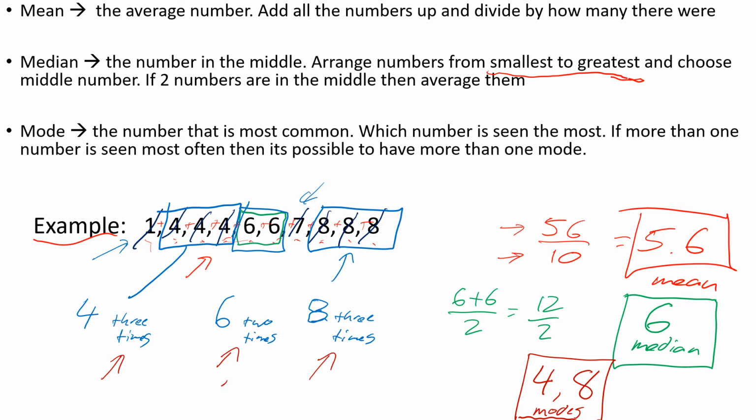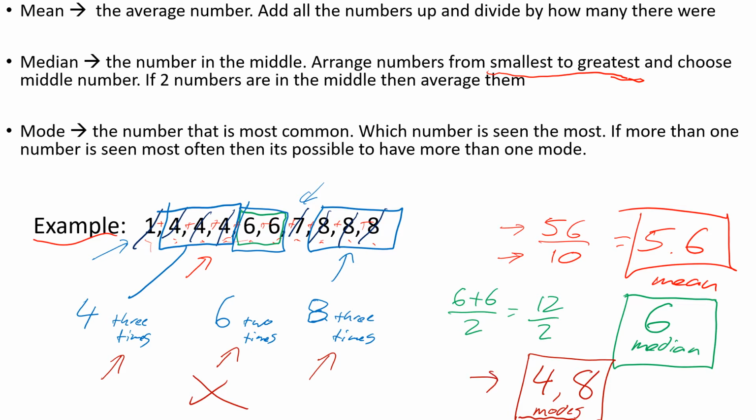Number 6 is not a mode. It is not the most, okay? So if you have a tie for the most, then that is what we call our mode. So we have two modes for this one, and it's going to be 4 and 8, okay? If you do not take the average, you just write down both those numbers. There are two modes here.